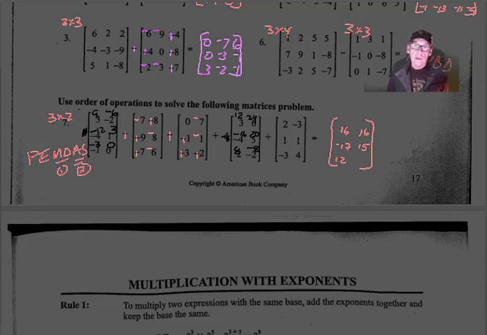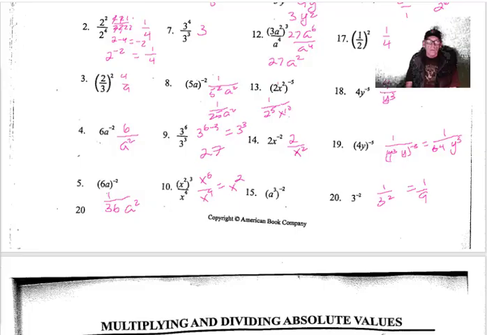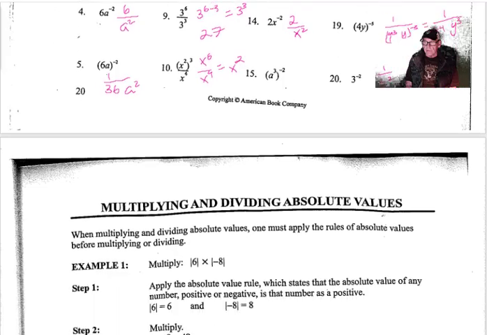And then the last one, row 3, column 2, 0 take away 6 is negative 6, negative 6 plus 2 is negative 4, negative 4 take away 8 is negative 12, and negative 12 plus 8 is negative 8. So that's how we would finish those off. Okay, so let's move on.